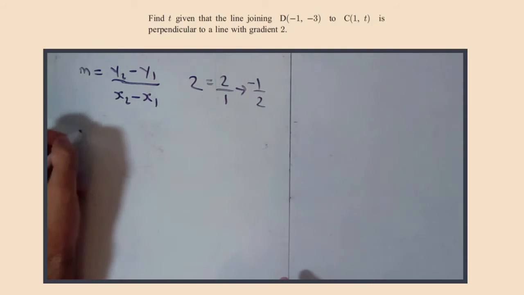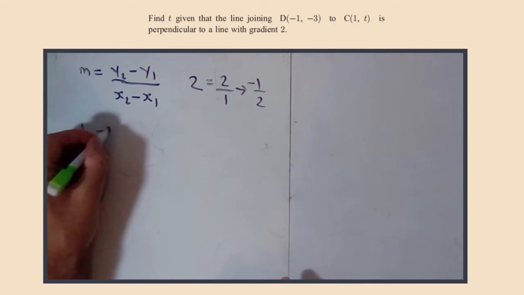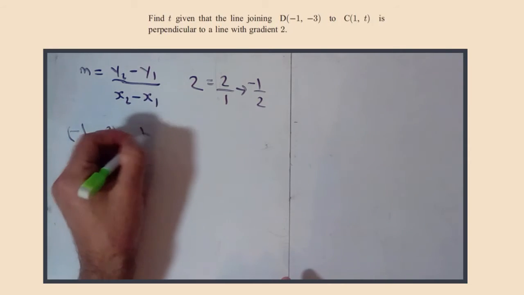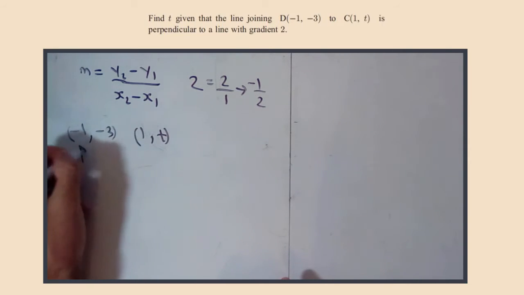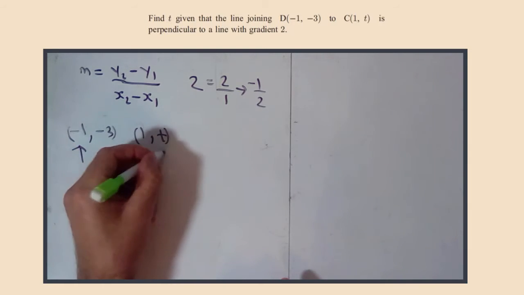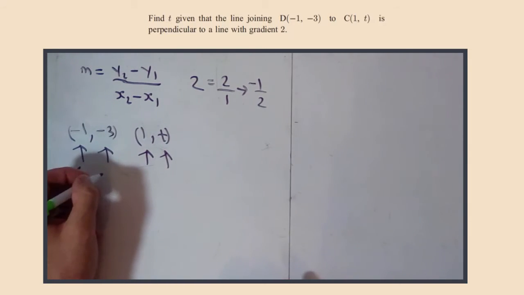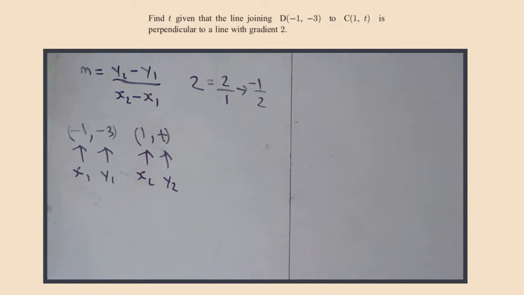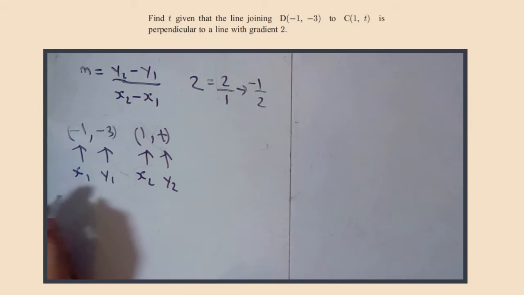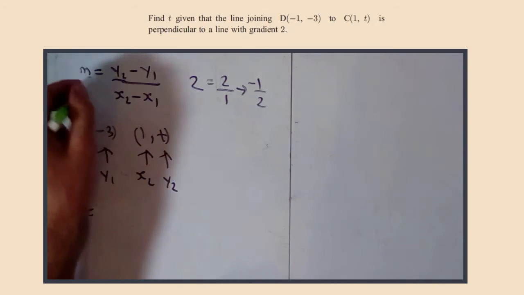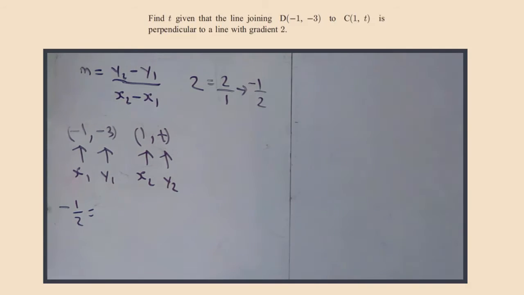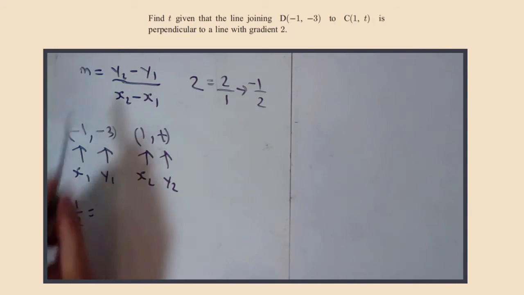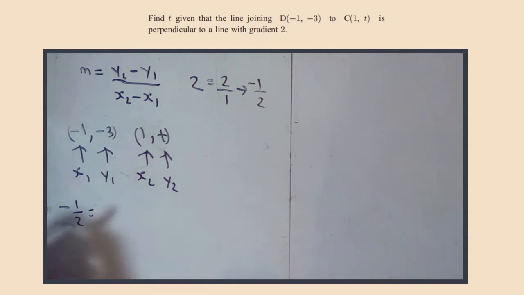So now we have these points (-1, -3) and (1, t). And now we're going to say x1, y1, x2, y2. So now we can just put everything into the equation. We know it needs to equal -1/2. So let's see where we can get to. -1/2 equals, so m is -1/2, the gradient it needs to be perpendicular to a line with gradient 2, equals y2 minus y1, t minus -3.